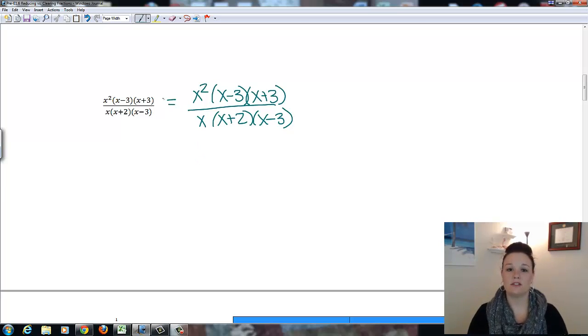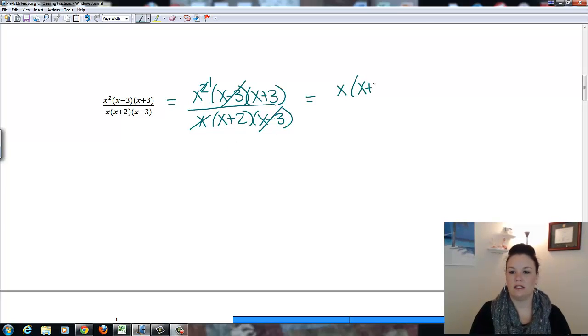So the common factors that I see is we have x's on top and bottom. So I can cancel 1x from the bottom, which leaves me with no x. If I cancel 1x from the top, that leaves me with just x to the first power. And then I have the quantities x minus 3 in common. So what's left over after I do my canceling is the 1x factor, and then the quantity x plus 3, and then on bottom I'm left with just x plus 2.